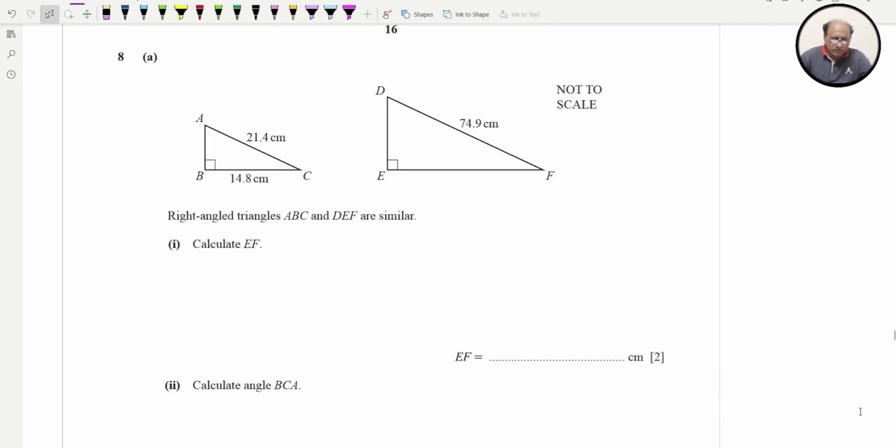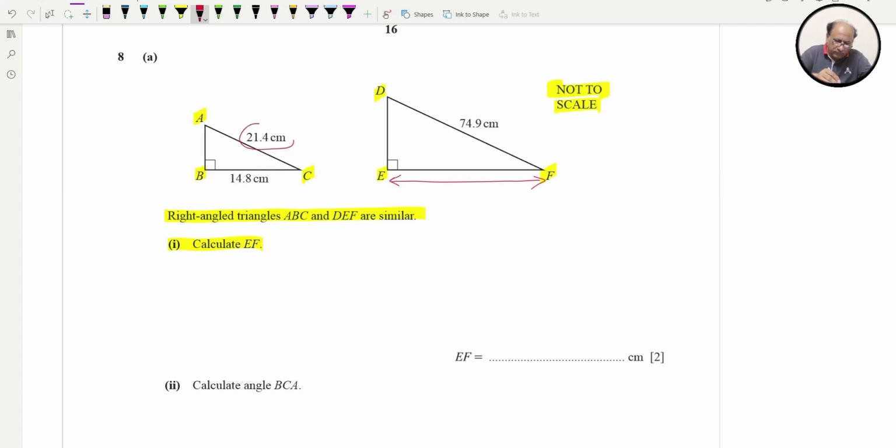Now question number 8, and question number 8 is similar shapes. Diagrams are not to scale. Right angle triangles ABC and DEF. So these are basically the two triangles. These are similar. Calculate EF. So EF we need to calculate. EF is basically this much length we need to find.